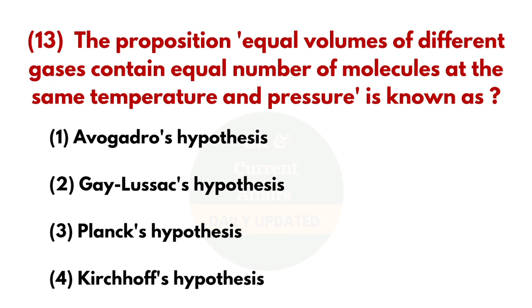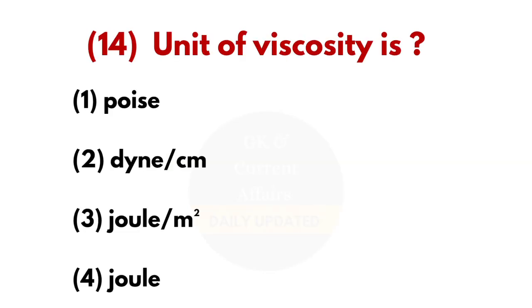13th question, the proportion that equal volumes of different gases contain equal number of molecules at the same temperature and pressure is known as, and the answer is Avogadro's hypothesis. 14th question, unit of viscosity is, and the answer is poise.